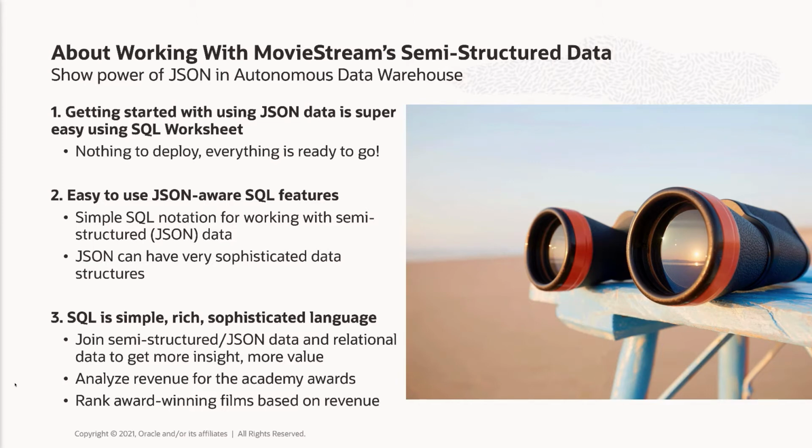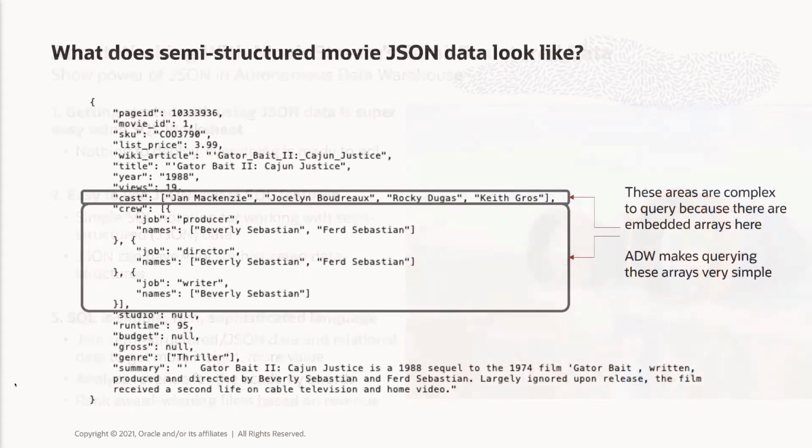But JSON has some very, very sophisticated structures built into it. And we're going to show you how you can work with those sophisticated structures. We'll come to that in a minute. The key takeaway here is, again, SQL is very simple to use, but it's also very rich and it's a very sophisticated language. And you're going to do some really quite deep analysis here as part of this lab. It's going to be very cool and very exciting.